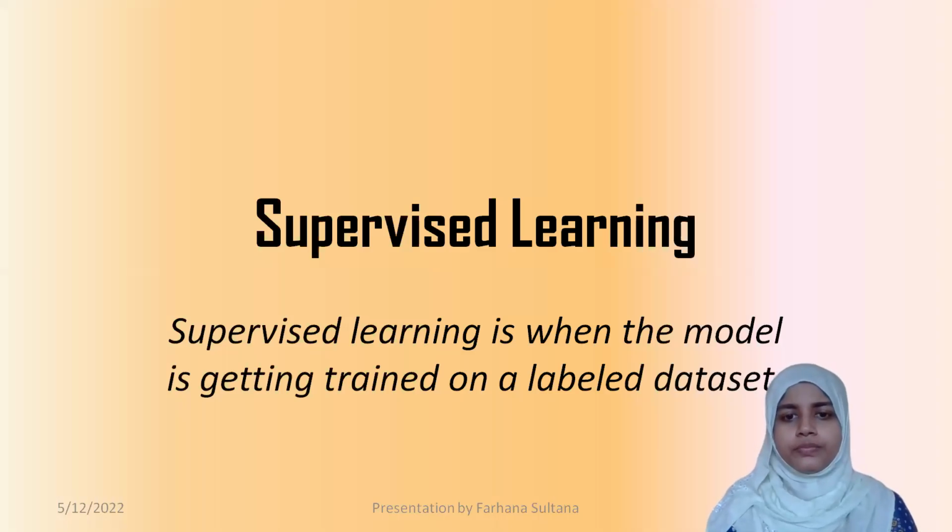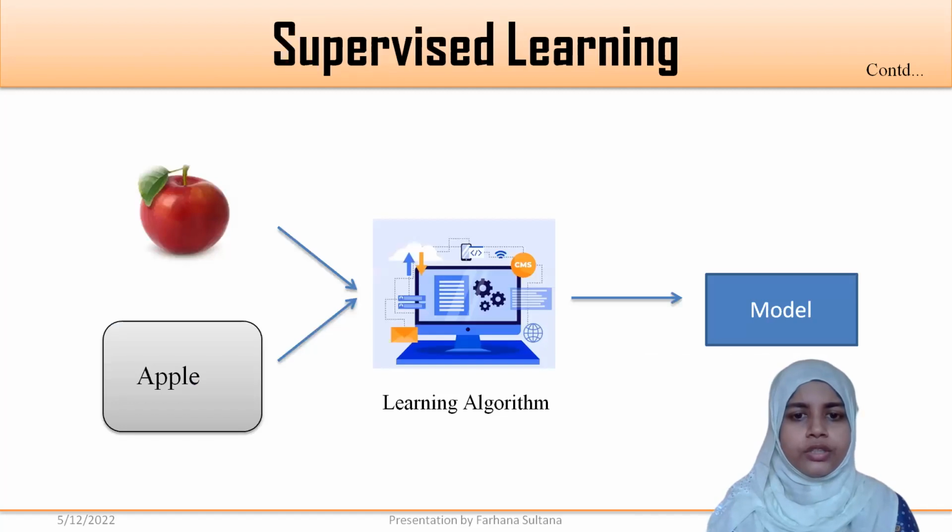So now we're going to talk about supervised learning. Supervised learning is when the model is getting trained on a labeled data set. I have already told you. So what does a labeled data set mean? In this case, this image is of an apple. Now we are going to make the machine learn to recognize an apple. So we will provide the machine with different types of apples and the label. So this is the input feature vector and this is the apple.